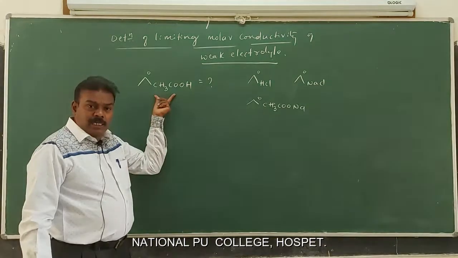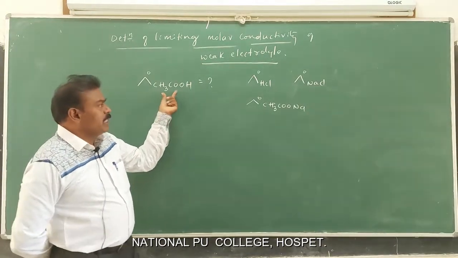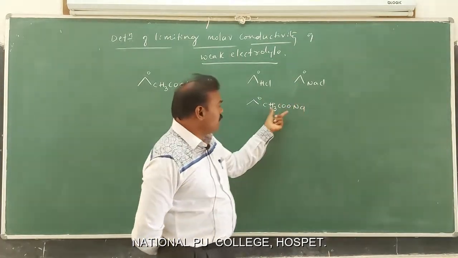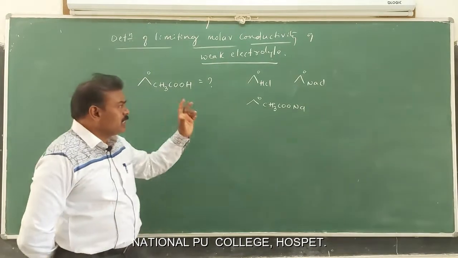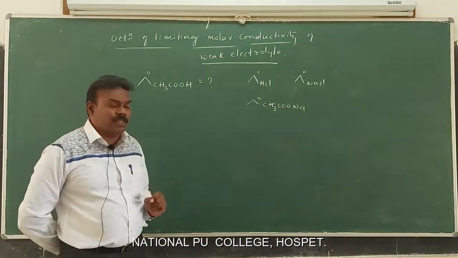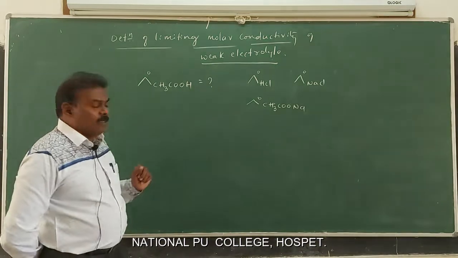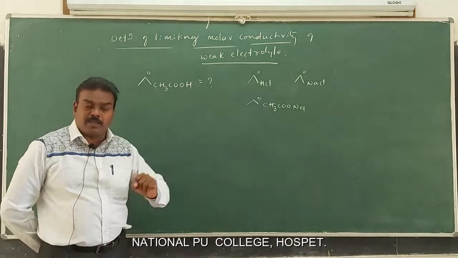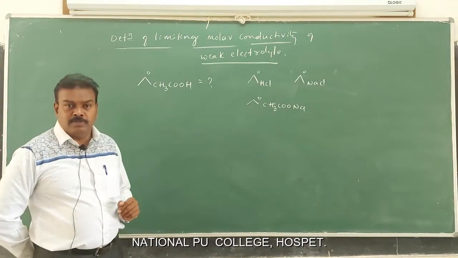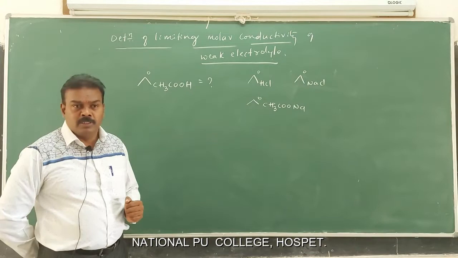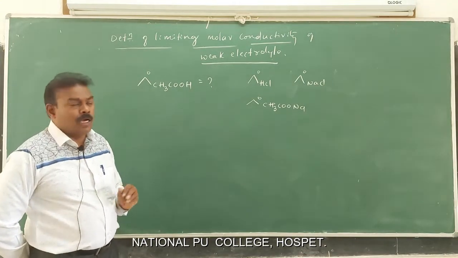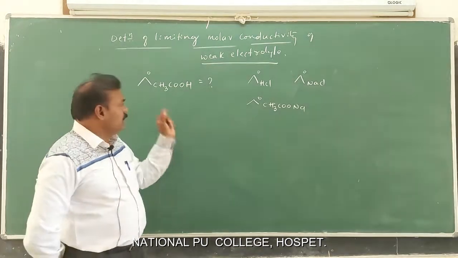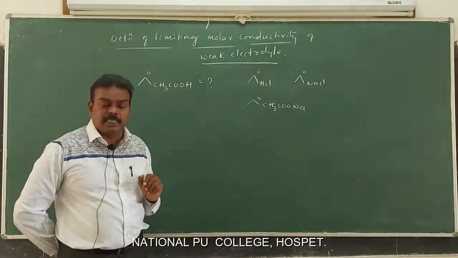Here acetic acid is a weak electrolyte. HCl is a strong electrolyte. NaCl is also a strong electrolyte. CH3COONa is also a strong electrolyte. Using the limiting molar conductivity of these strong electrolytes, how to find the limiting molar conductivity of acetic acid? Usually these kinds of questions definitely appear in examinations, even in competitive exams. So first of all, we should know how to represent the Kohlrausch law for the limiting molar conductivity of acetic acid.